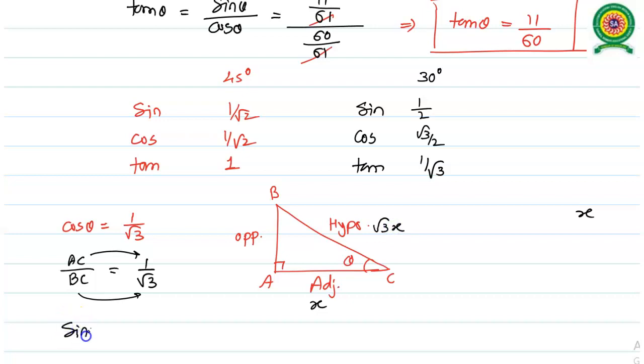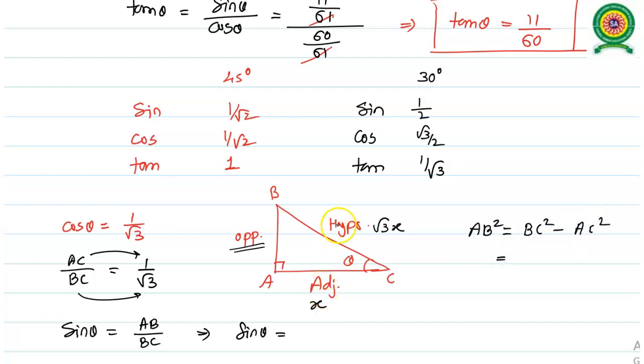Now to evaluate the value of sin theta, we well know sin theta equals opposite upon hypotenuse. That means AB divided by BC. Here to evaluate AB first, we have to use the Pythagoras theorem. AB square equals hypotenuse square minus side square, so BC square minus AC square. BC square means root 3x the whole square, we are getting 3x square minus x square. 3 minus 1 is 2. 2 times x square is the value of AB square.